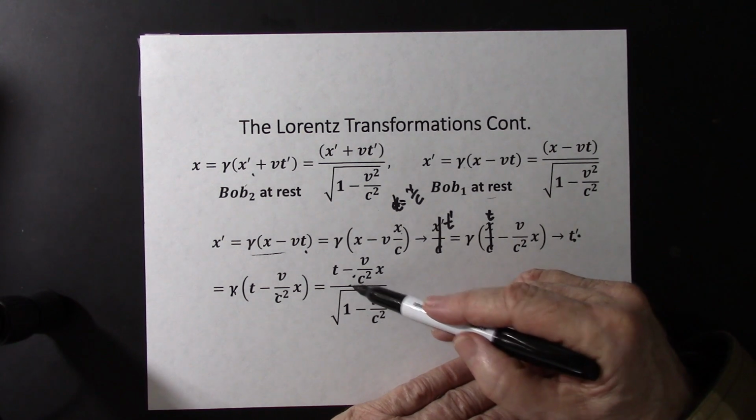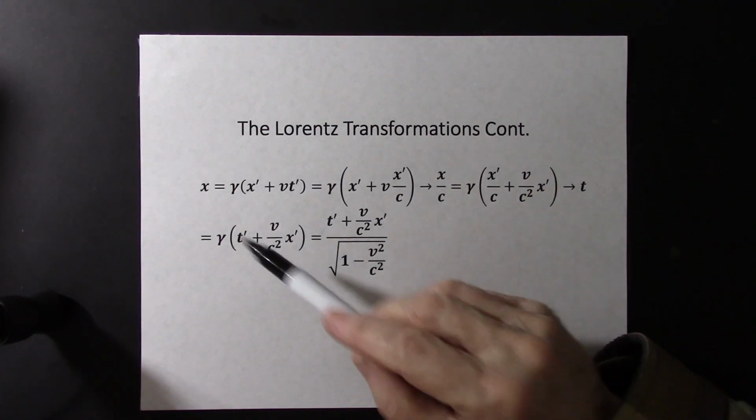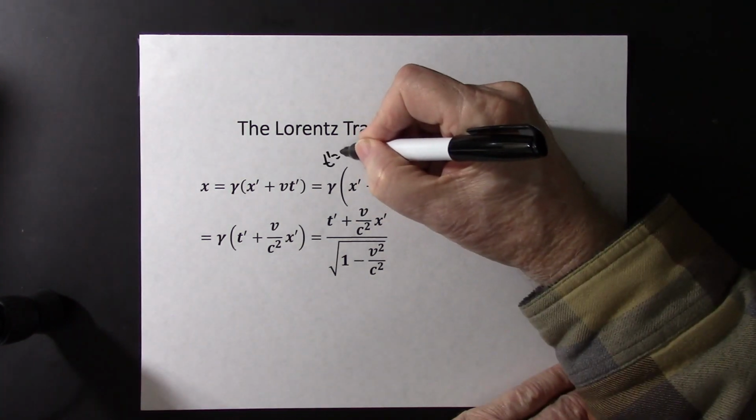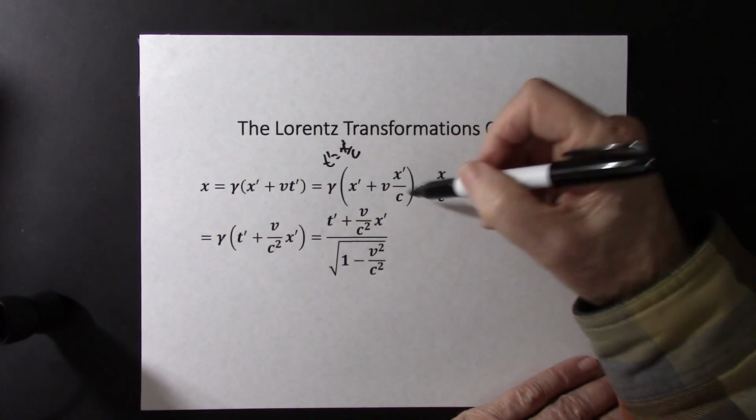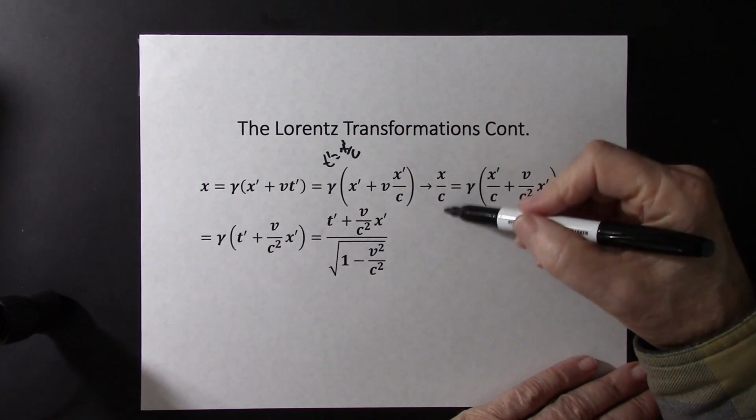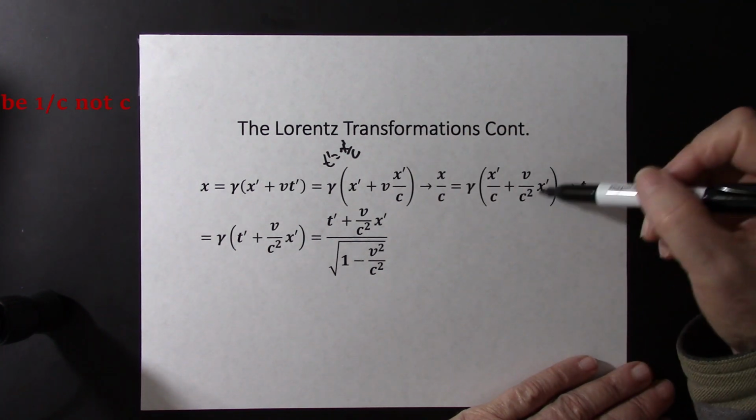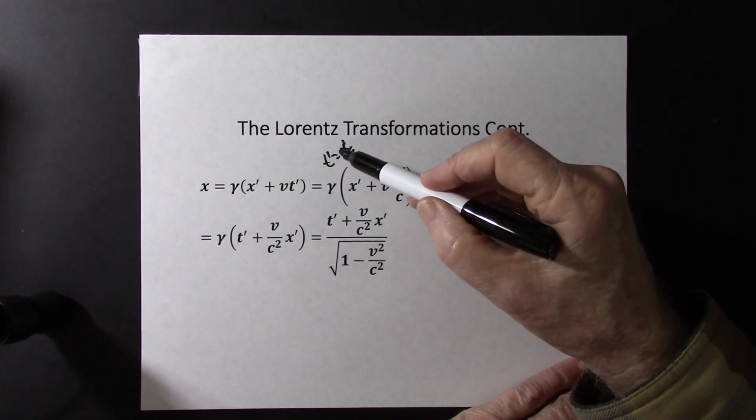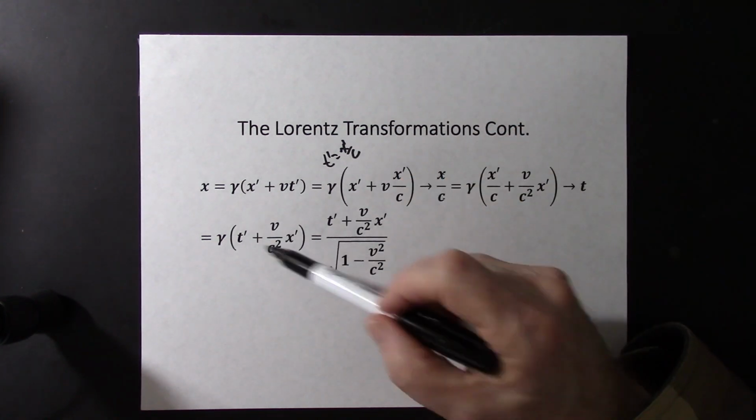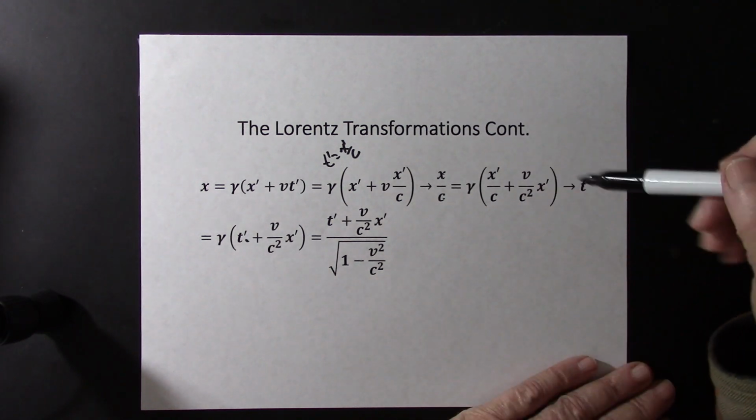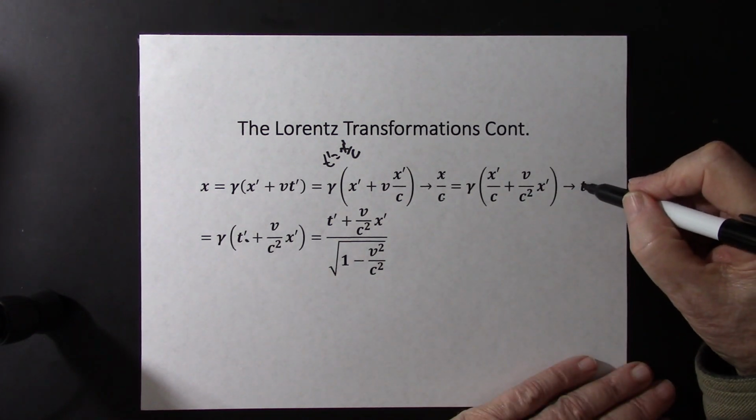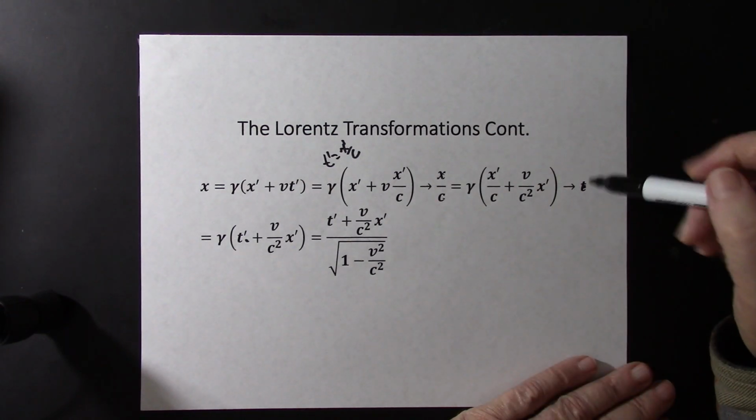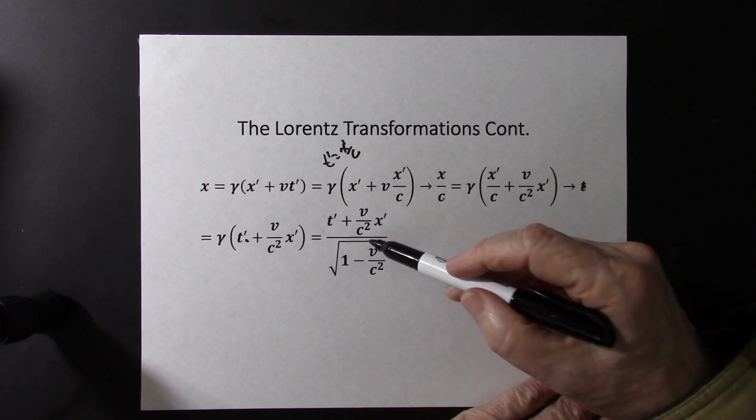We can do the same thing for when Bob 2 is at rest and Bob 1 is moving. t prime is equal to x prime over c, so we just substitute that in. Multiplying through by c, we get this, remembering that x over c is t, and that t prime is equal to x prime over c. We can just substitute it into here, and this gives us the time on Bob 1's clock, and Bob 1 is the one that's moving, so we can set up a relationship between Bob 1's clock and Bob 2's clock.